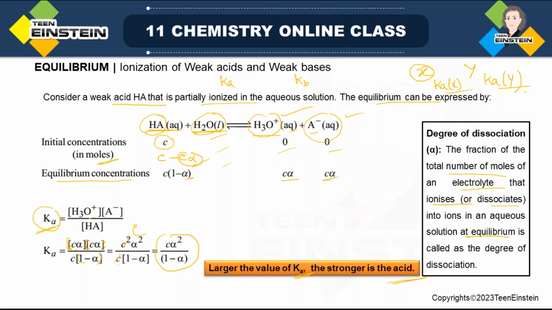So among these two, relatively which one is stronger, you can decide from the value of Ka for X and Y. The larger the value of Ka, the higher the numerator, because these two values are high and HA is low. But if the Ka value is very low, that means HA is significantly present, not H3O plus or A minus.